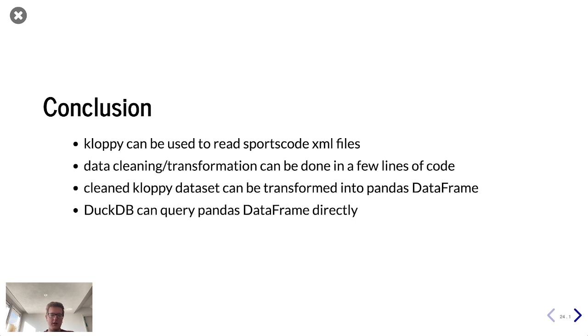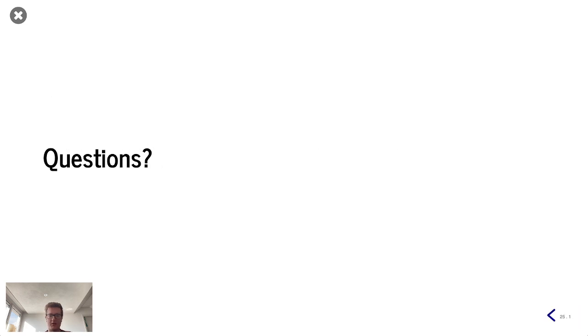Then some conclusions. Kloppy can be used to read the SportsCode XML files. Data cleaning and transformation can be done in just a few lines of code. The cleaned data set can easily be transformed into a pandas data frame, and DuckDB can be used to directly query those data frames. There's also a question slide, but that's a bit difficult with this recording.